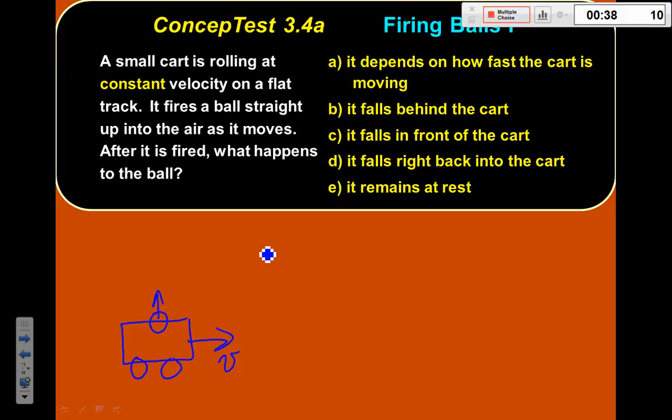Does it depend on how fast the cart is moving? Does the ball fall behind the cart? Does it fall in front of the cart? Does it fall right back into the cart? Or does the ball just remain at rest? What happens to the ball after it's fired straight up as this cart is moving in this direction? Think about what velocity the ball has as it's moving here, and then what happens to that velocity as the cart continues to move.